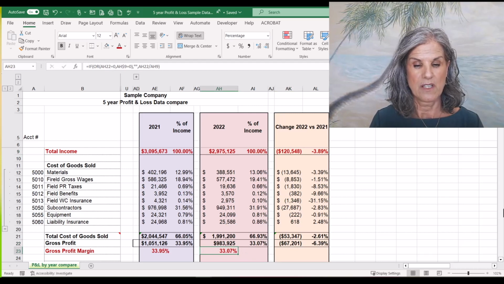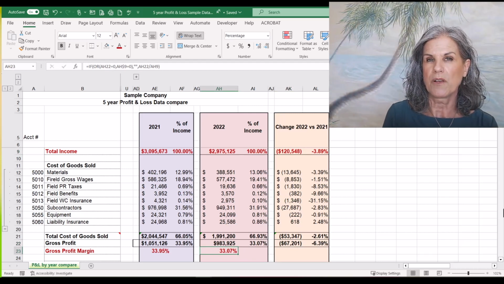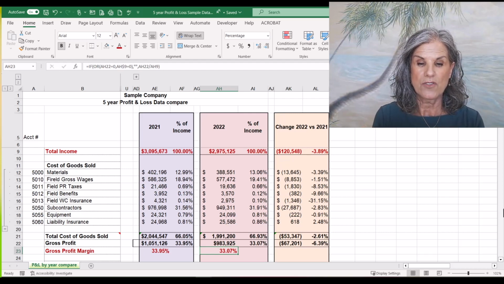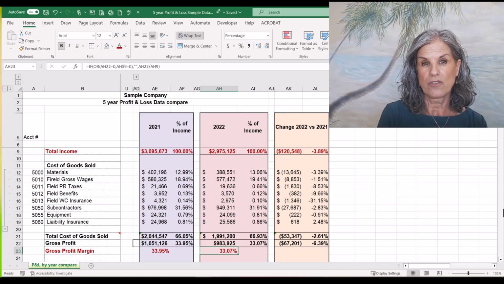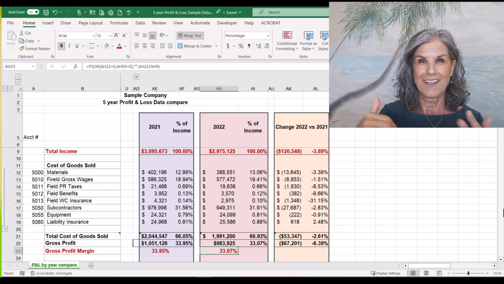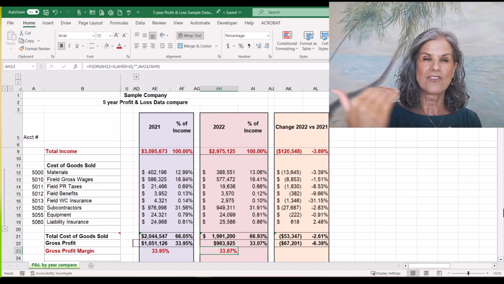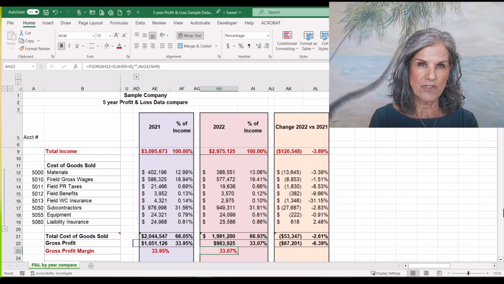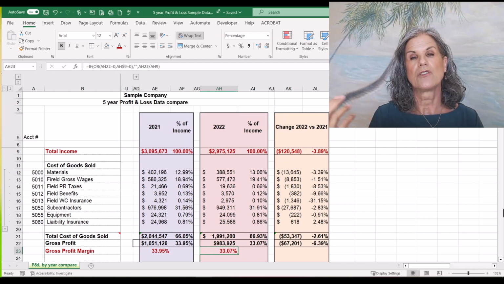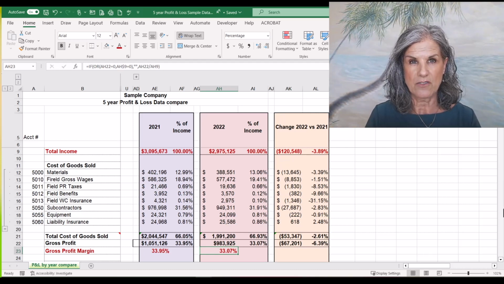So how do you know what a good gross profit margin is? Well, there's a couple of things. One is you would look at it year over year in your business and go, am I going up or am I going down, right? Is there a trend? Am I being consistent? There should be a consistency year over year. The second thing that when you look at gross profit margin, you could look at it compared to industry standards.